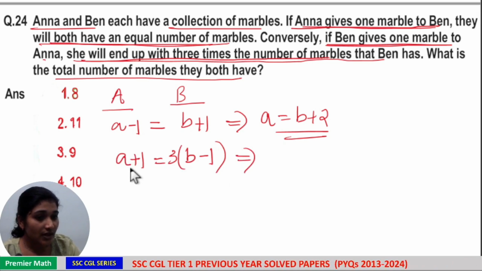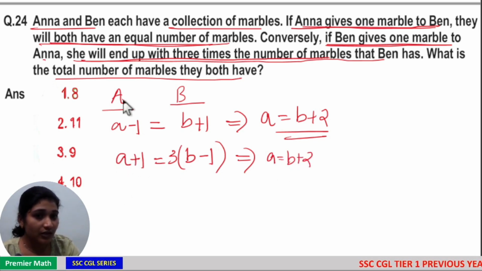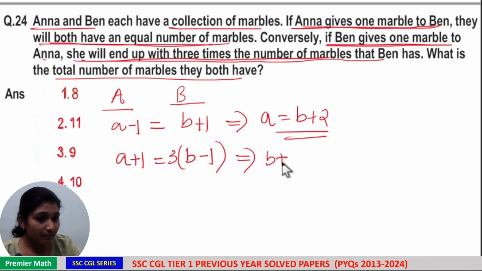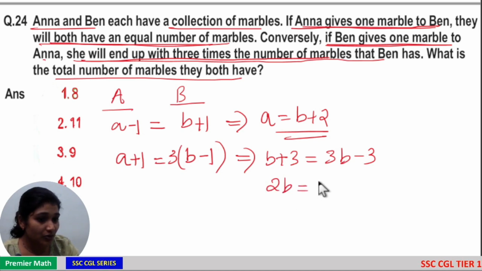Now, if you put the value of A is equal to B plus 2 in A plus 1, this will become B plus 3 is equal to 3B minus 3. Then 3B minus B is equal to 2B. 2B is equal to 6. B is equal to 3.